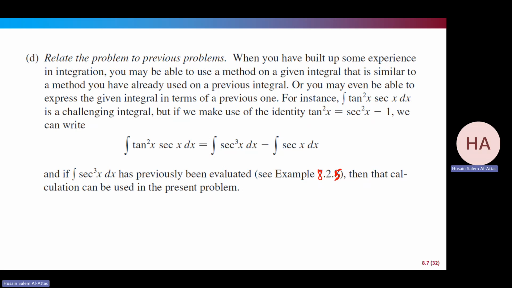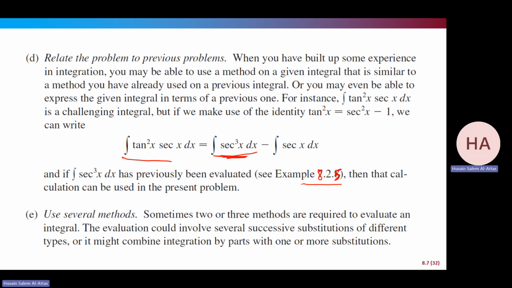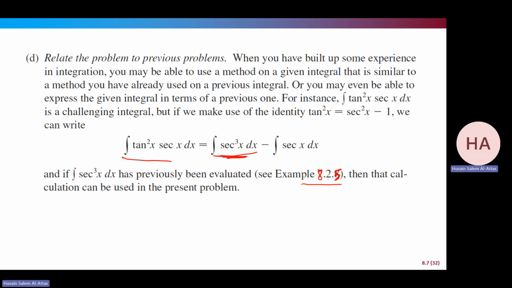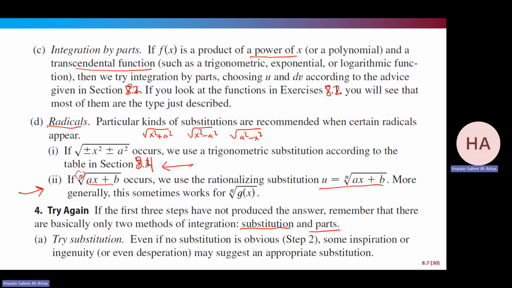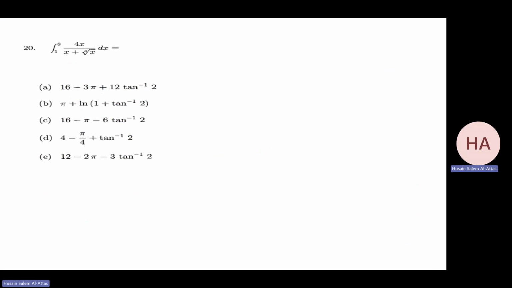Relate the problem to a previous problem. Sometimes you do a problem, you reach a problem that was done before, secant cubed. For example, it was done in section 8.2, example 5. So sometimes you need to relate the problem, use similar methods. Sometimes it's not only one method in the problem. You have different methods, substitution with partial fraction, or substitution with by parts, and so on. These are some general rules. Now let me do this, especially most of the problems I will do are about the square root or the nth root in general, and other problems are just collected from here and there.